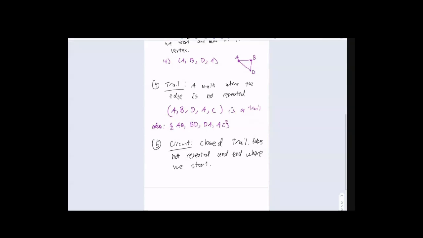So the example that I wrote above about A to B to D back to A is a circuit. We start at A, we go along this edge right here, we go to B, we go along this edge right here, we go to D, and then we go along this edge right here, and we end back. It's a circuit. We closed the trail, or we closed the circuit, because all circuits are closed. You have to be able to wrap around and get back.